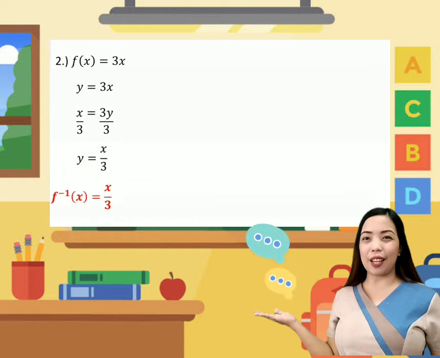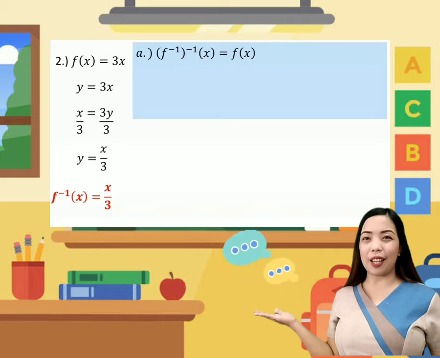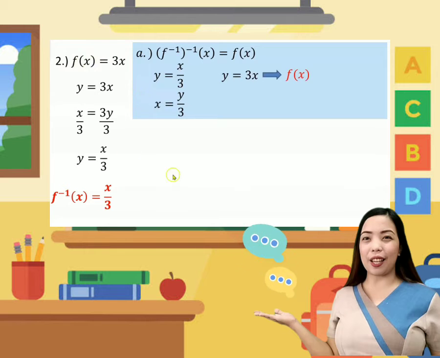Now let us prove that the inverse of f inverse of x is equal to f of x. So we'll start with replacing our f inverse of x with y. So y is equal to x over 3. Then we interchange the variables. X is equal to y over 3. And then we solve for y. To solve for y, cross multiplication, x times 3 equals y, or y is equal to 3x. But 3x is actually our f of x. So we prove that the inverse of f inverse of x is equal to f of x.